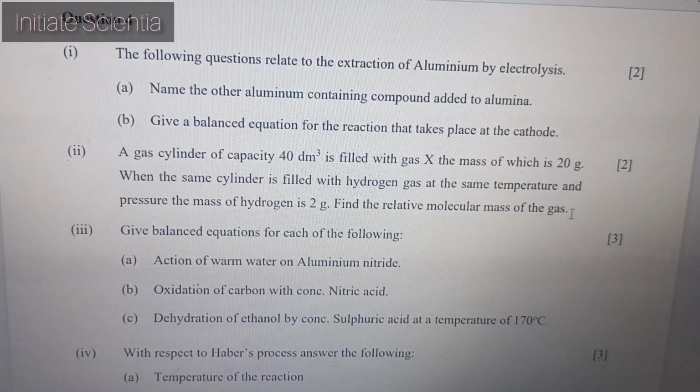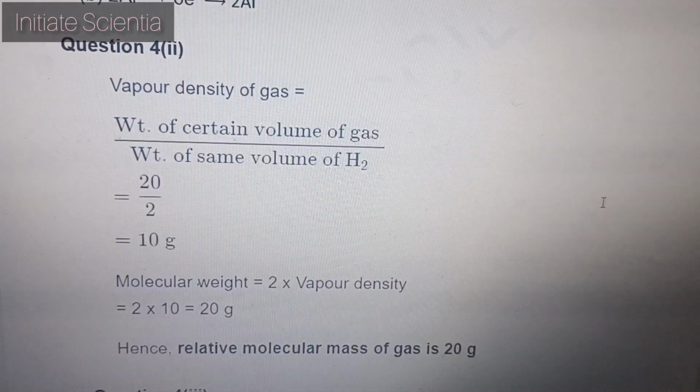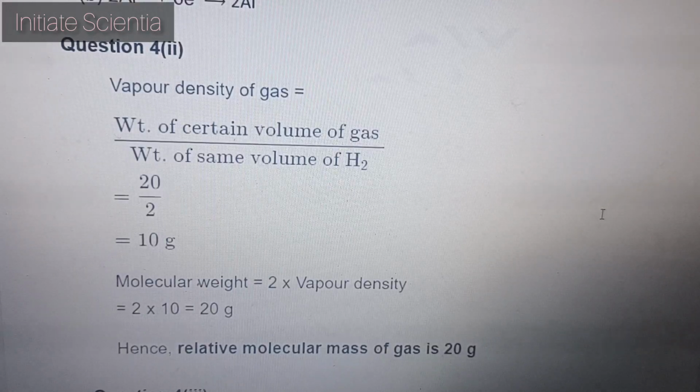A cylinder of capacity 40 dm³ is filled with gas X, the mass of which is 20 grams. When the same cylinder is filled with hydrogen gas at the same temperature and pressure, the mass of hydrogen is 2 grams. Find the relative molecular mass of the gas. Vapor density of gas is weight of certain volume of gas by weight of same volume of hydrogen, that is 20 by 2 is 10. Molecular weight is 2 times vapor density, that is 2 into 10, that is 20. Hence, relative molecular mass of gas is 20.